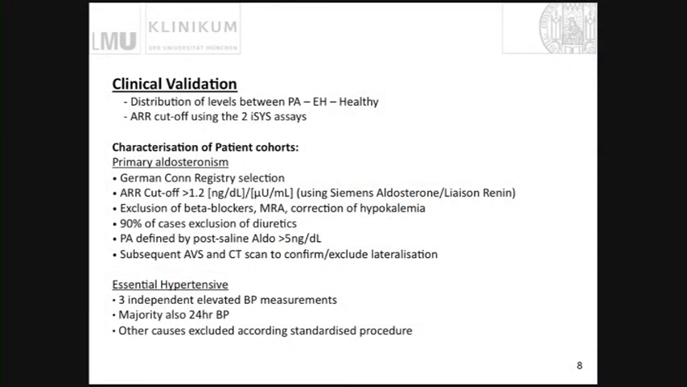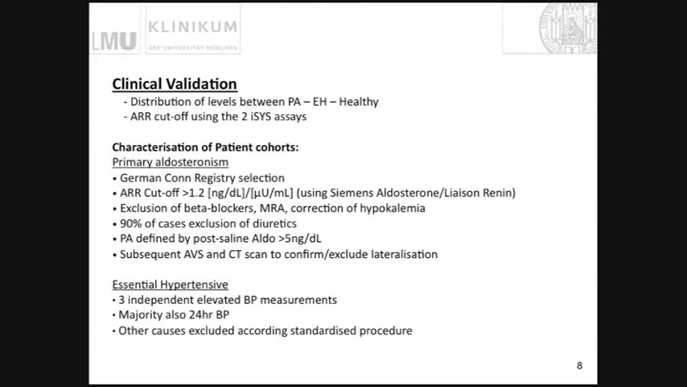These primary aldosteronism patients were off beta blockers, mineralocorticoid receptor antagonists, and hypokalemia was corrected before measurement of the ARR. In 90% of the cases, we also excluded diuretics. And primary aldosteronism was defined by a post-saline aldosterone level greater than 5 nanograms per deciliter.